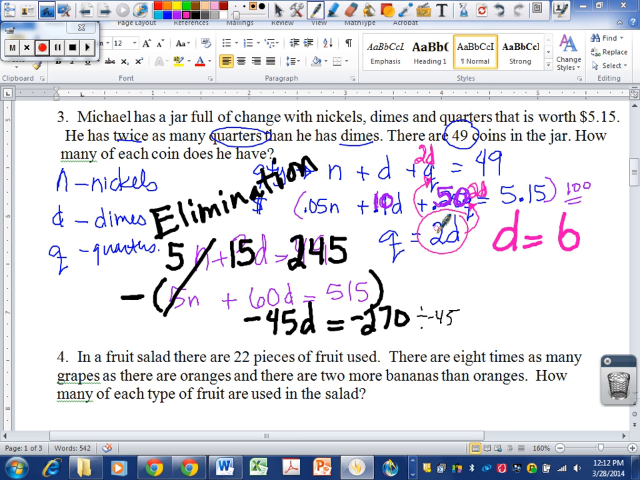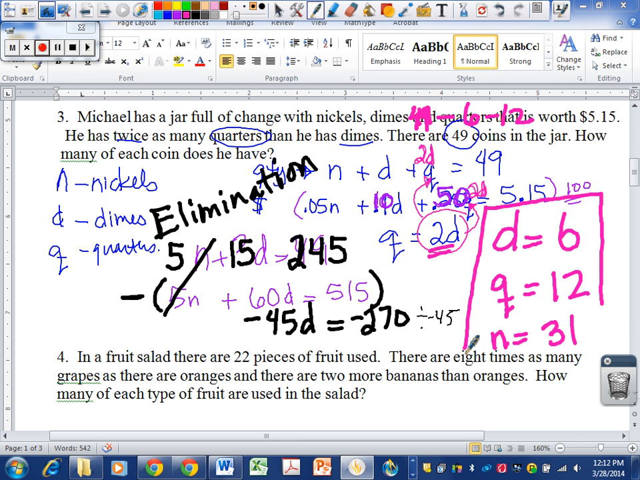And there are twice as many quarters as dimes, so how many quarters are there? 12 quarters, because of this. And then nickels plus dimes plus quarters equals 49. So nickels is 49 minus 6 minus 12. 49 minus 18 is 31. Okay? So you can substitute and solve.